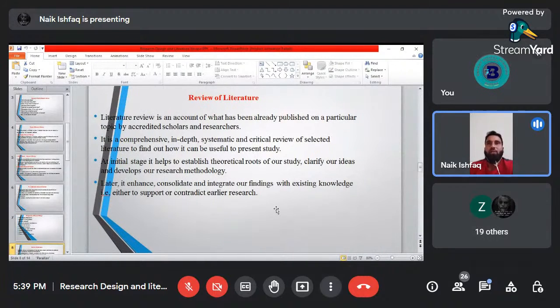And coming to the second part of the topic, that is the literature review. Literature review is one of the important components, or we can say an important step, of the research process. It makes a valuable contribution in every operational step.